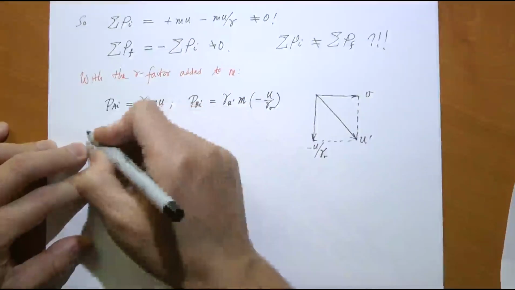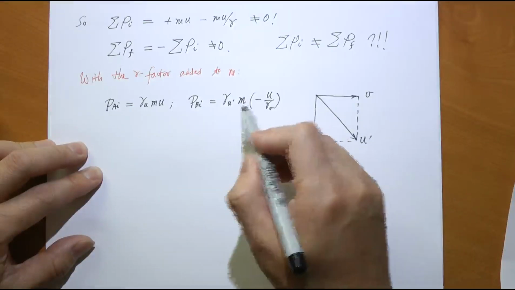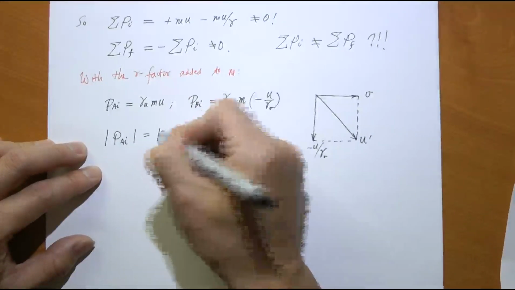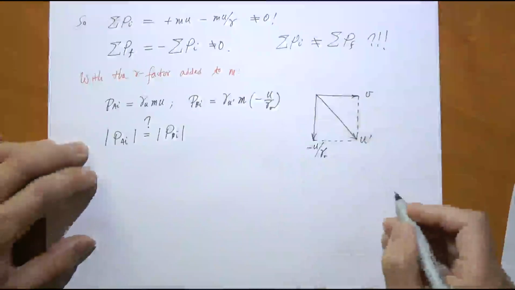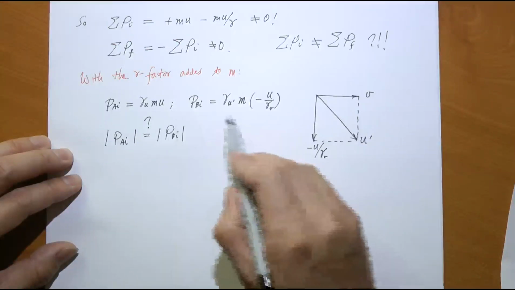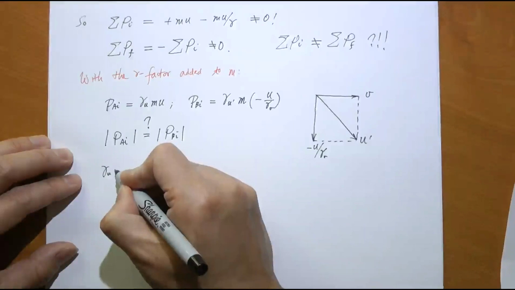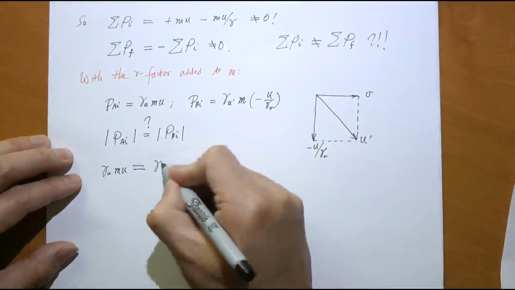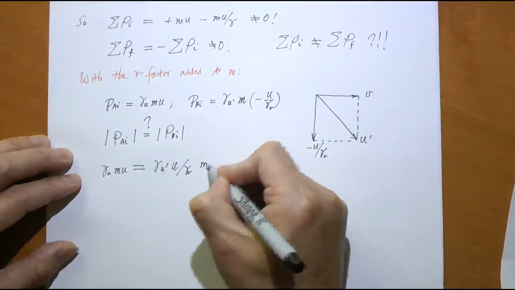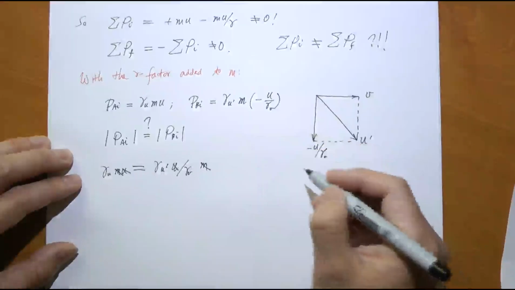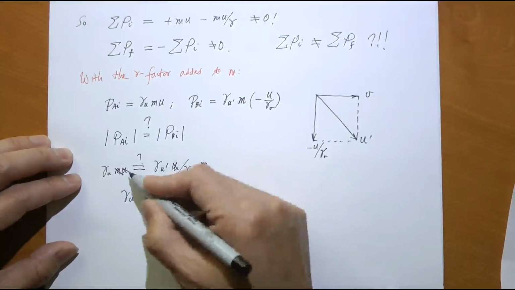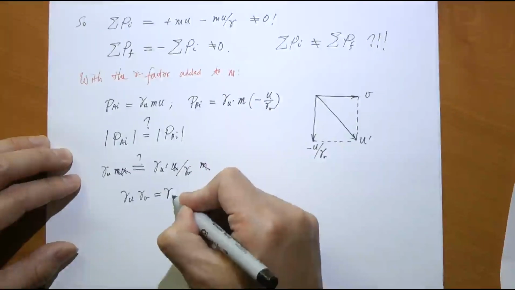Okay, so is it true that the initial and final momenta of this one and that one have the same magnitude? I'm just ignoring the negative sign here. Is it true that the absolute value of P_A initial equals P_B initial? If we can show that, then the conservation of linear momentum would still hold true in this relativistic case. That means we have to equate this with that without the negative sign, which means gamma u times m u must equal gamma u prime times u over gamma v times m. Let's cross out m and let's cross out u. This is to say that gamma u equals gamma u prime over gamma v. Now let's move that gamma v over. Gamma u times gamma v must equal gamma u prime. Is that true?